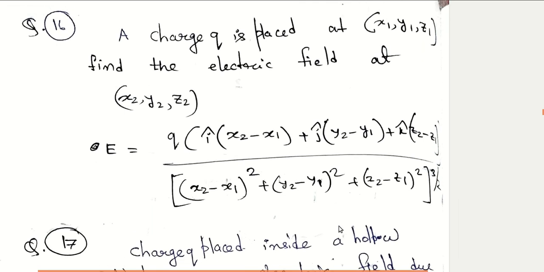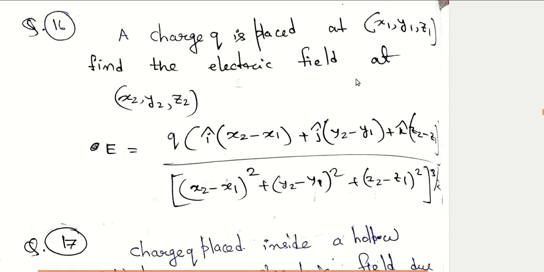Now the next question is basically a charge q placed at x1, y1, z1, and you have to find the electric field at x2, y2, z2. This charge q is placed at a coordinate denoted by the prime coordinate. So you need to find the field at r. That will be q times r minus r prime divided by mod of r minus r prime whole cube. So this will be x2 minus x1, y2 minus y1, z2 minus z1.